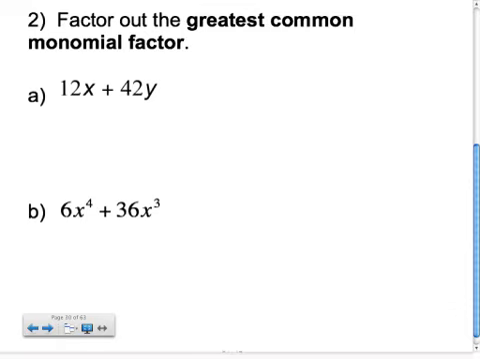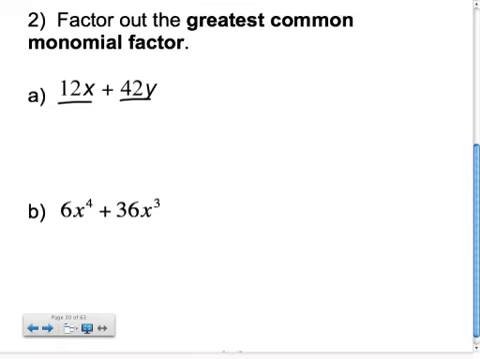So I look at this first example, part A. I look at the first term, I look at the second term, and I ask myself, what can I divide or what can I take out of both terms? Well, I know at the very least I can take out a 2 because 12 and 42 are both even. I can go one step further and say I can take out a 6, because 6 goes into 12 twice, 6 goes into 42 7 times.